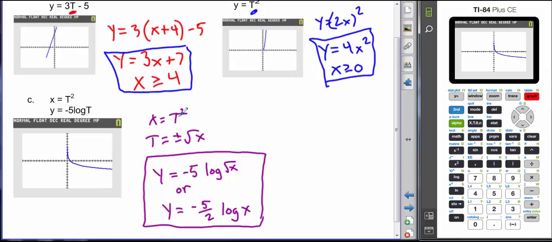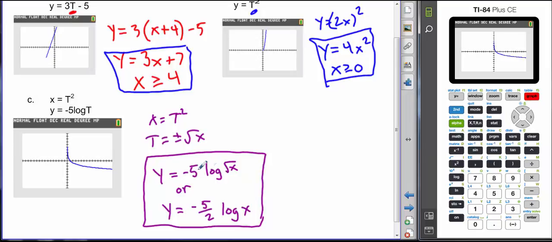When we solve for t, technically we get t as plus or minus the square root of x. But when we plug it back in, we can disregard the plus or minus because you're not going to take the log of a negative number. It's impossible. So no negative here. It's just simply the log of the square root of x.